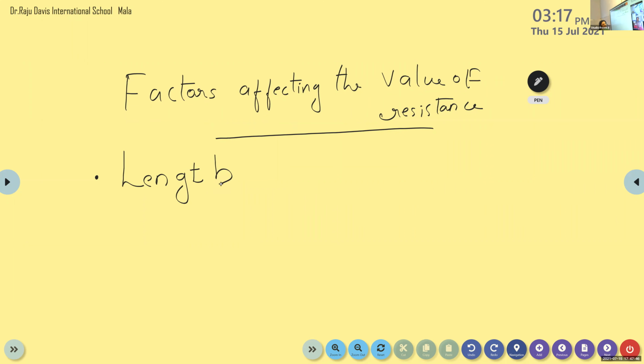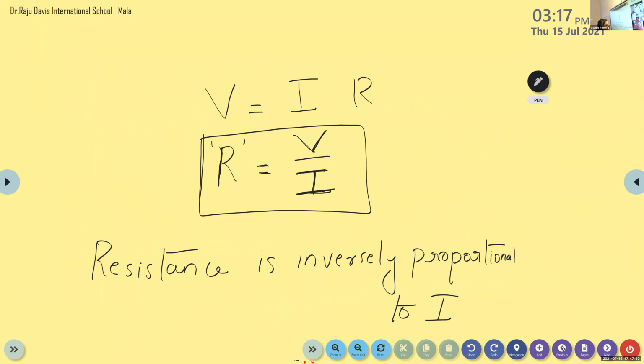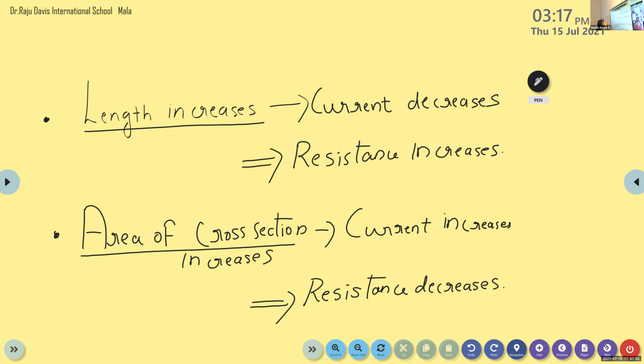And how does this length affect the value of resistance? What happens if the value of length increases? Current decreases and resistance increases. Not about current. We are looking at resistance. Resistance increases. Okay. If the length increases, the value of the resistance also increases.